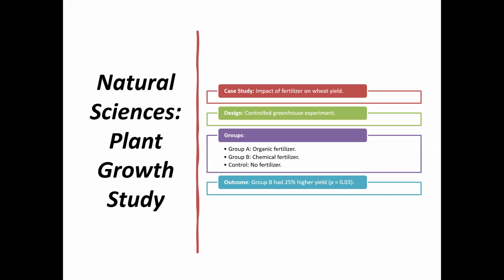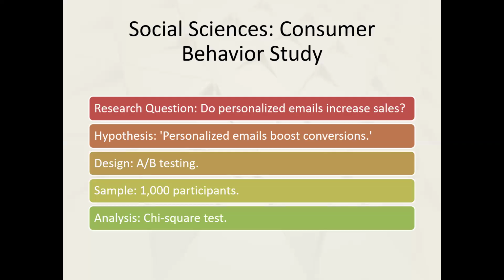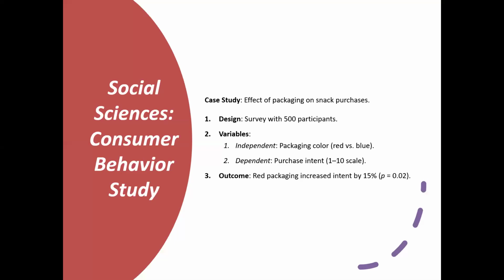So this is how you can use different types of data and experimental designs in different fields. Then if you look at social studies, like a consumer behavior study, the research question is: do personalized emails increase sales? The hypothesis is that yes, personalized emails boost conversion, the design is A/B testing with a sample of 1000 participants, and you can do the analysis through a chi-square test.